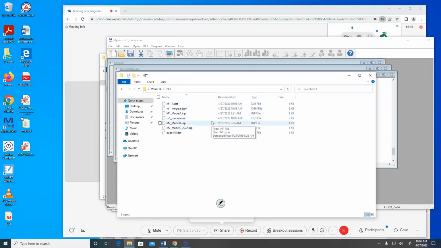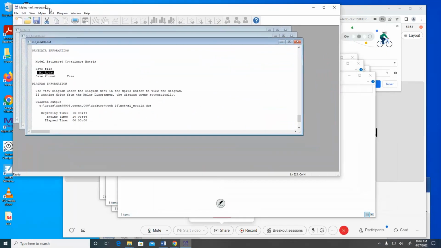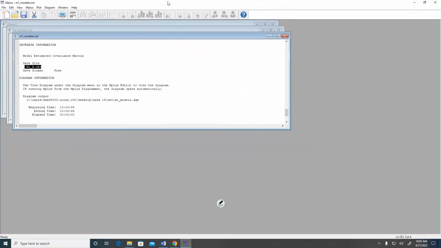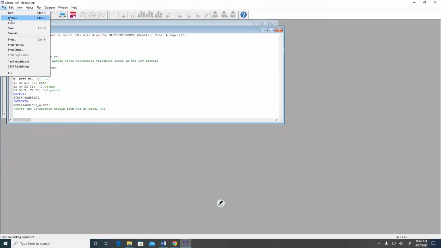Okay? So the next step is we want to go into M+, and we want to fit model 2. Any guesses, by the way? What do you think? Do you think model 2 is going to be nested or not nested?